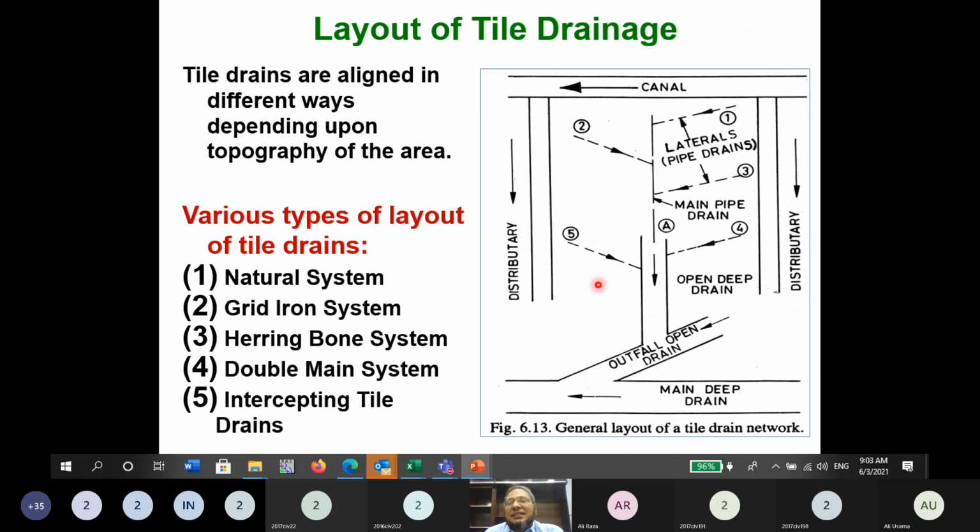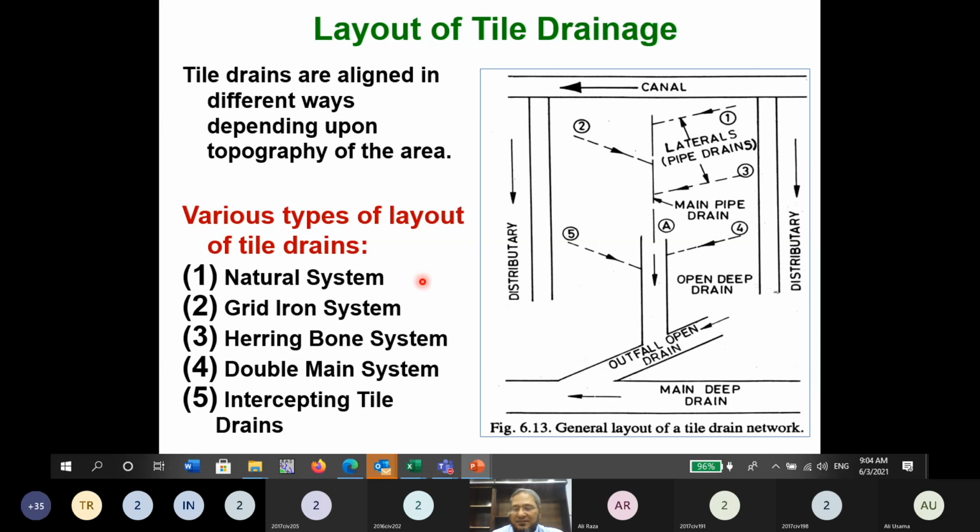So these are the lateral tile drains, meaning the subsurface drains. These are pipes with open joints, and these lateral drains drain water into the main drain. This is the main pipe drain or main tile drain, and this main tile drain discharges into the surface drain. This surface drain again discharges into the main deep surface drain. So the various layouts of the tile drain are maybe these five.